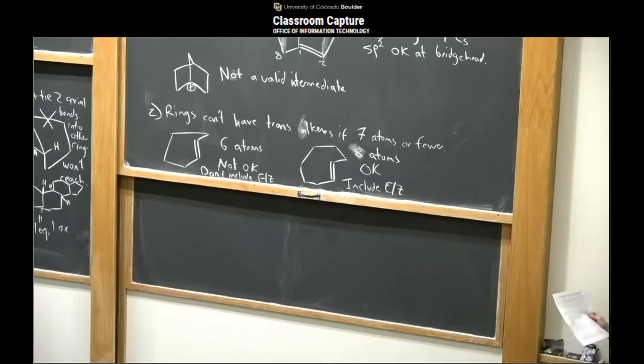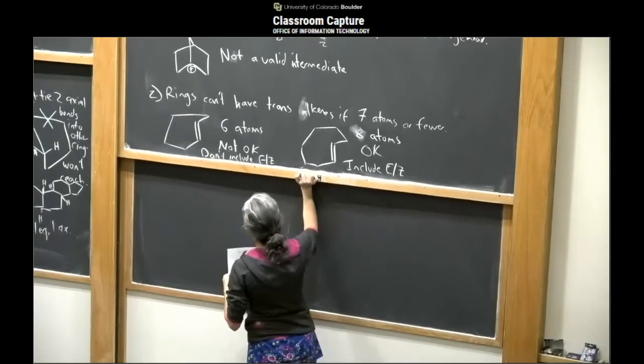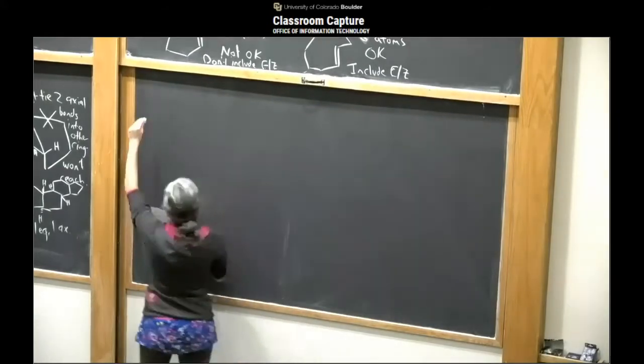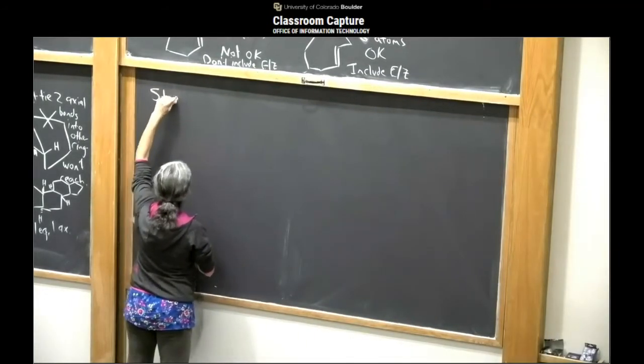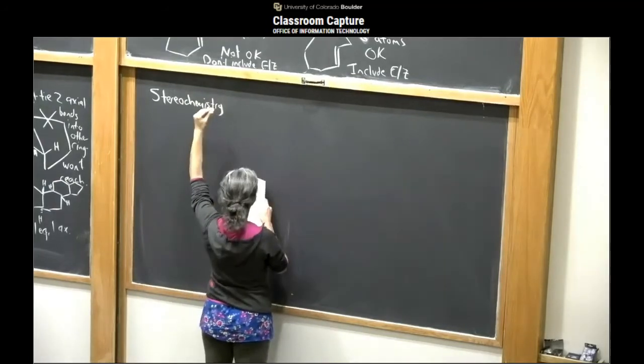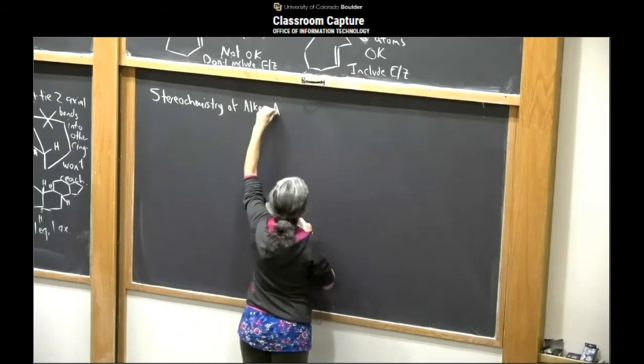Okay, so that's pretty much all I got for ring geometry. Let's move on to the last part of the chapter, which is kind of tying the last month or so of stuff all together. Okay, so stereochemistry of alkene addition reactions.